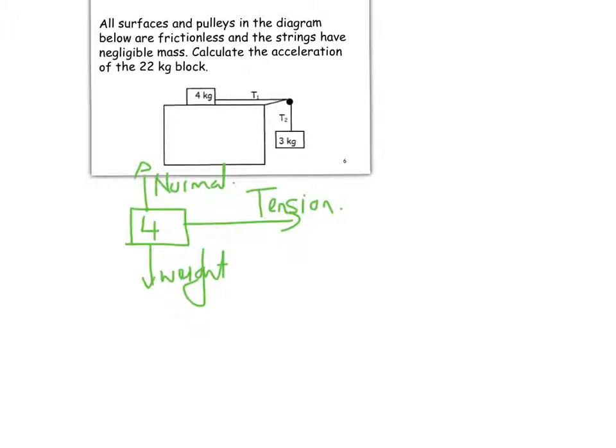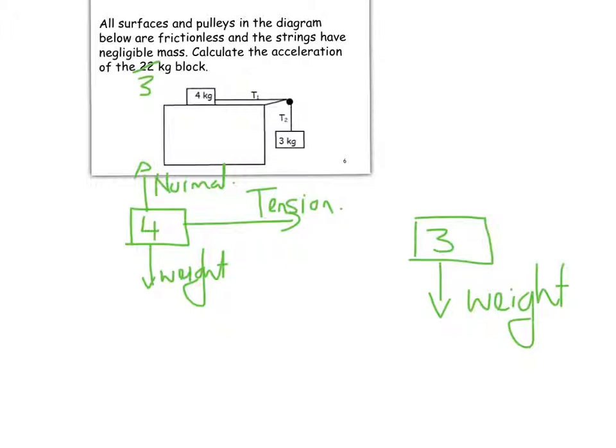Then it's asking for us to do the 3 kilogram block. Not sure why that says 22, let's go with 3. The 3 kilogram block obviously has weight acting down and it has tension acting up.